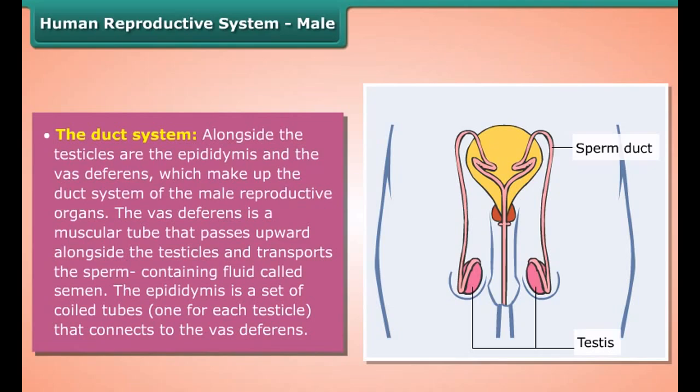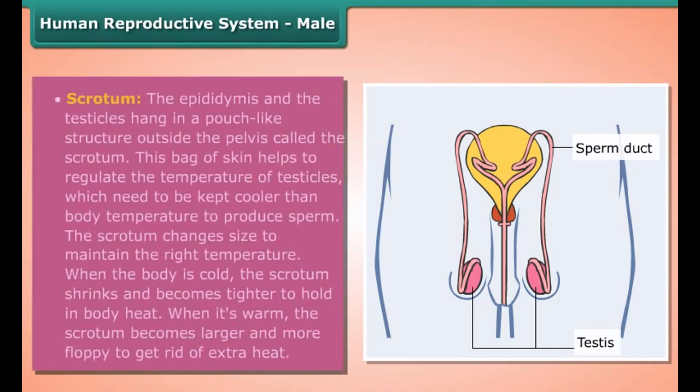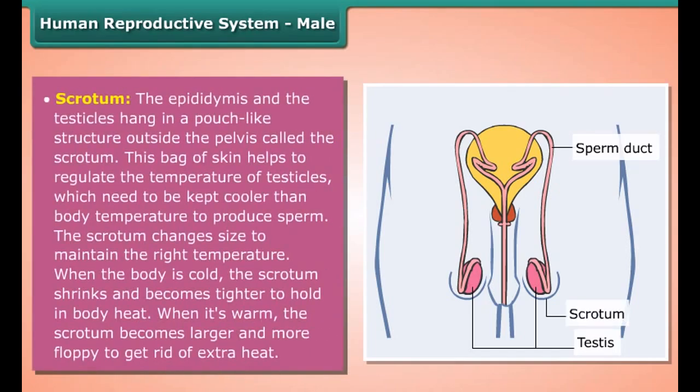The duct system. Alongside the testicles are the epididymis and the vas deferens, which make up the duct system of the male reproductive organs. The vas deferens is a muscular tube that passes upward alongside the testicles and transports the sperm-containing fluid called semen. The epididymis is a set of coiled tubes, one for each testicle, that connects to the vas deferens.